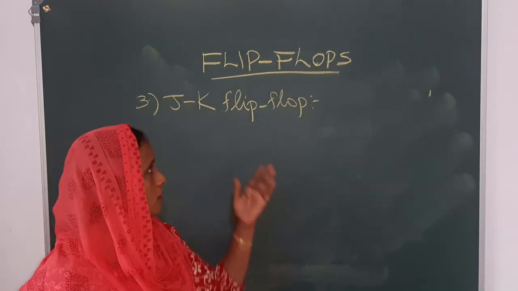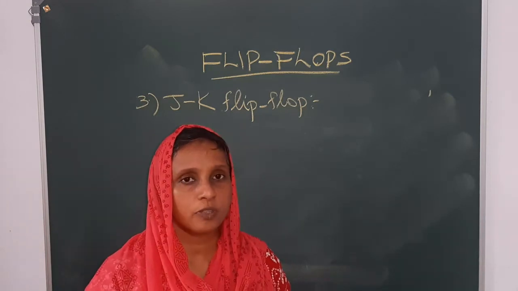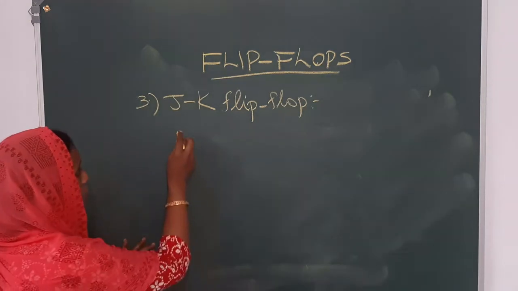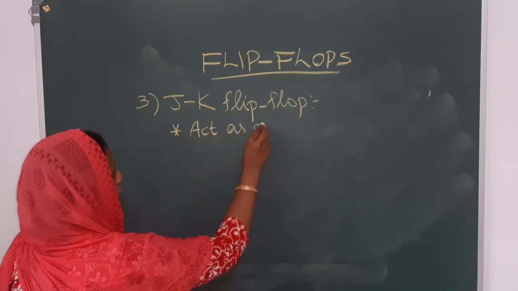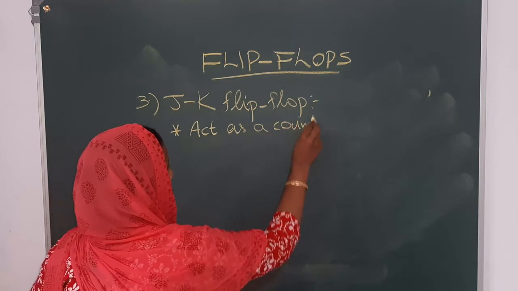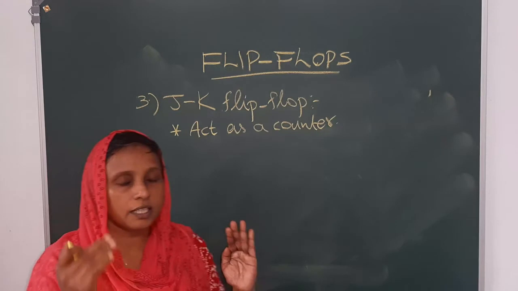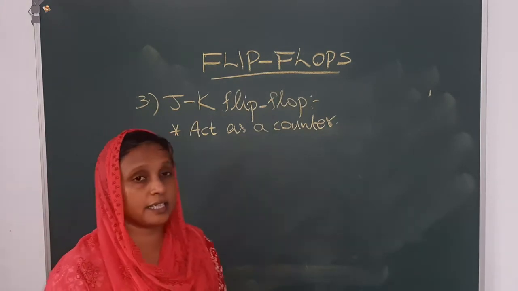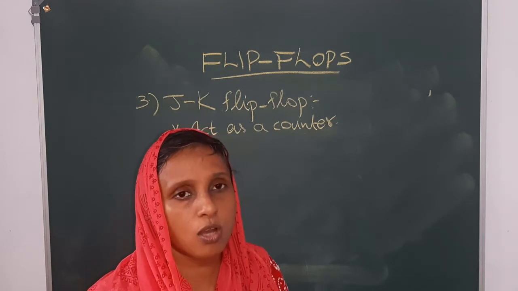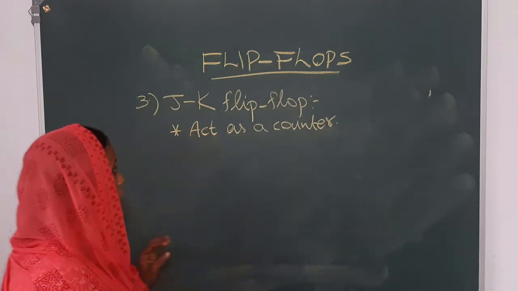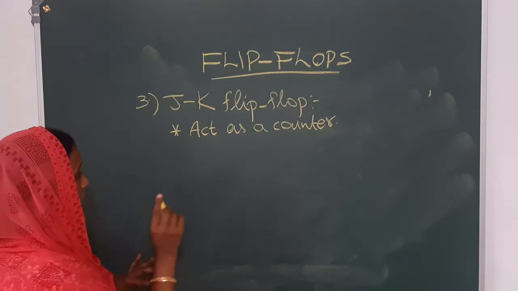Okay, here this flip flop has a clock input also, and this circuit can act as a counter. The difference between this RS and JK mainly is that this flip flop is driven by a clock input. So here we use two AND gates.